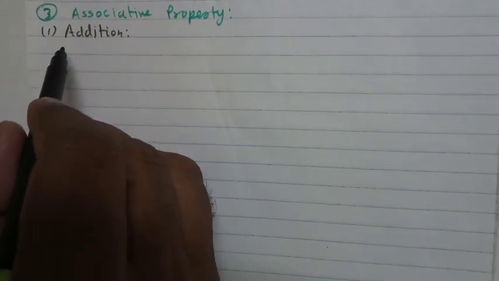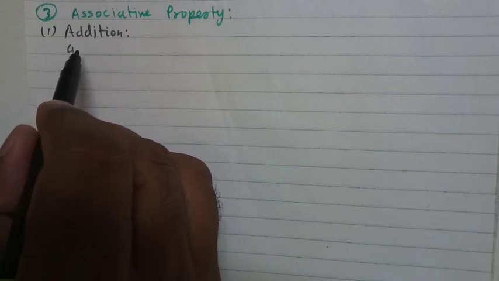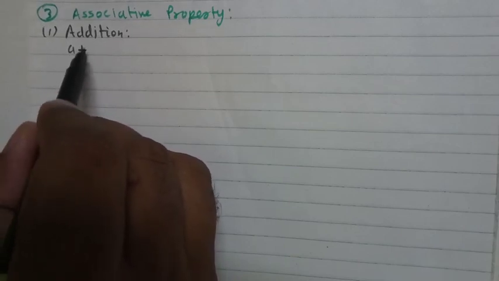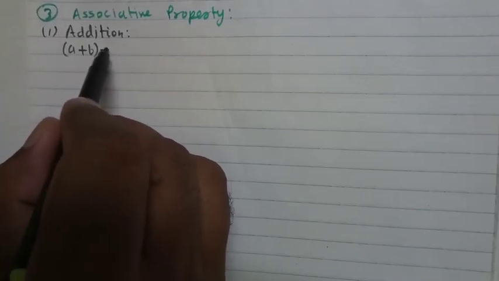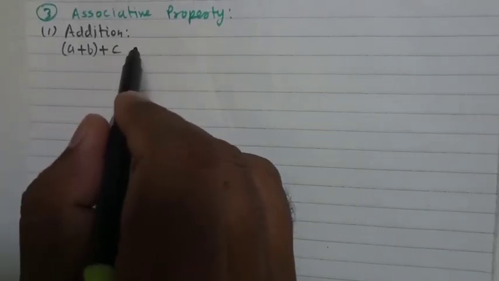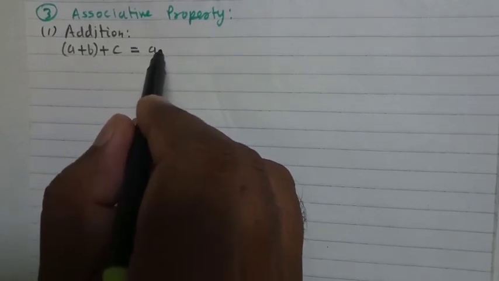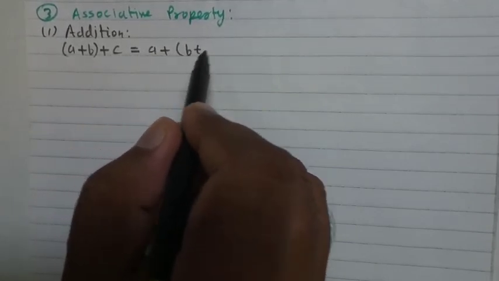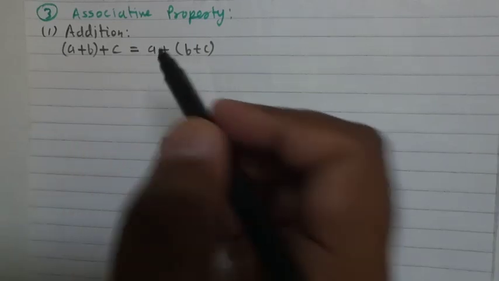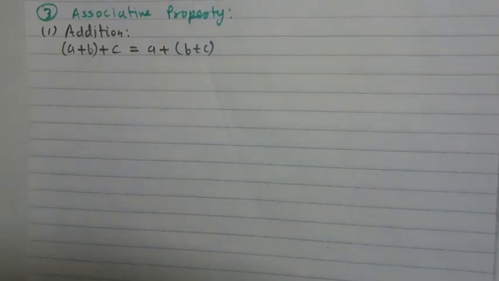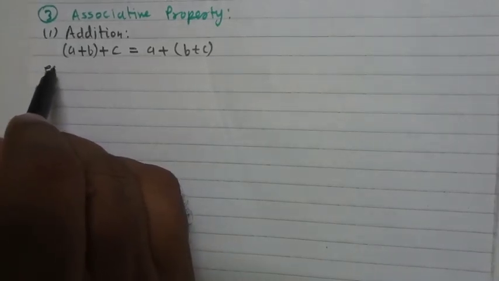Now what is this associative property? If you have three numbers, a, b and c, these are three rational numbers. So if I take a plus b, then plus c, now I'm just changing the position of my bracket. If you find that this particular thing is satisfied, then we say that rational numbers are associative with respect to addition.